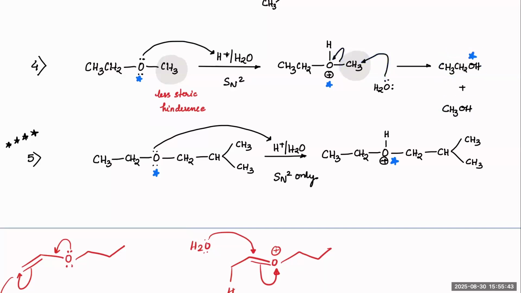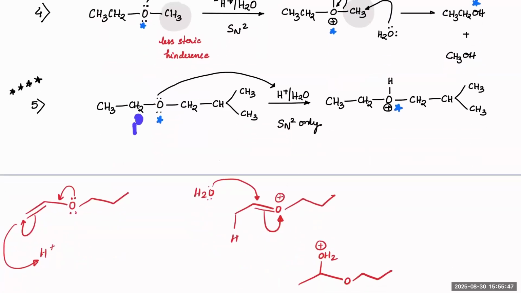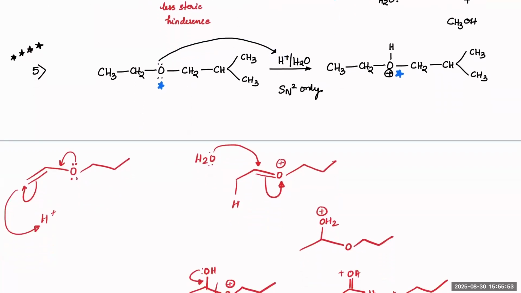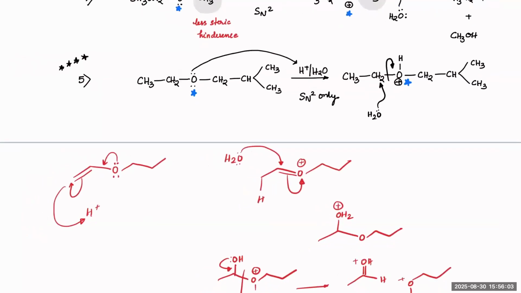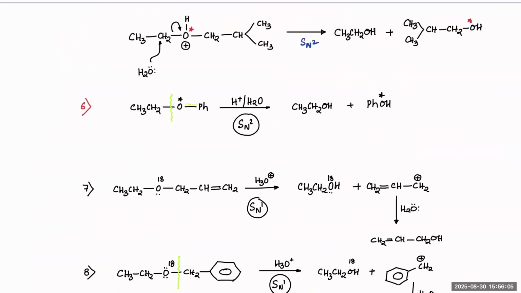This side also you can see it is 1-degree and 1-degree, so again it will favor SN2. First protonation will take place, and after protonation, water will attack simultaneously on the less substituted side, which is this one. The bond will break on this side. Clear? That is what I have shown here.